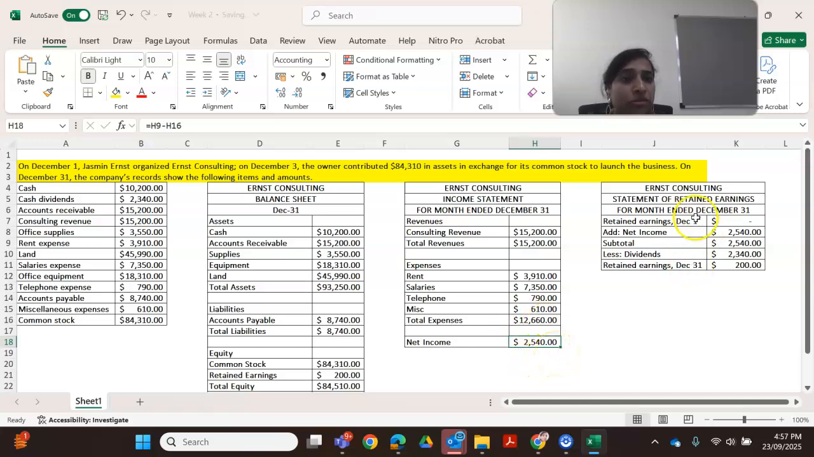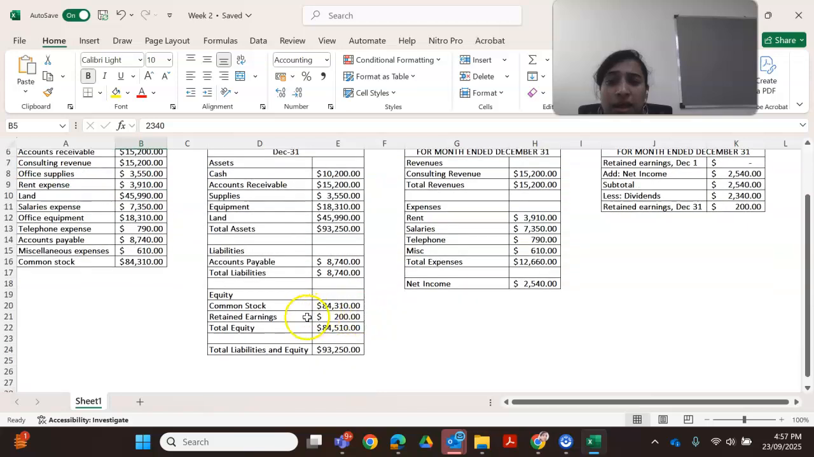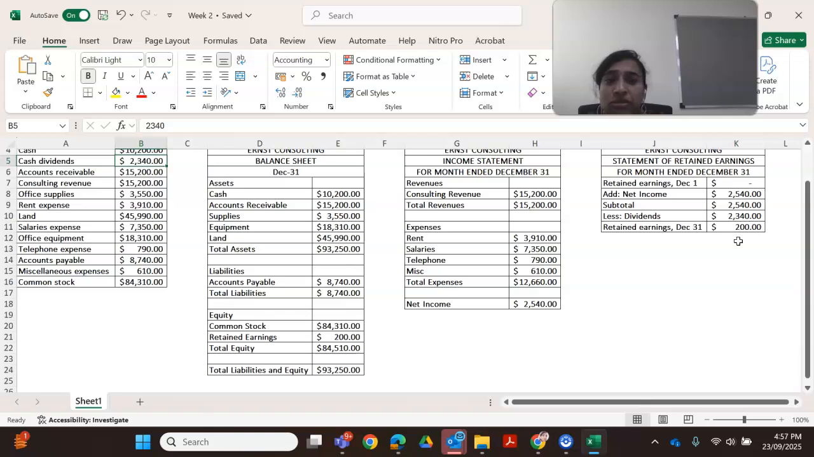I got it. So I also made the retained earnings. Retained earnings at the beginning of the month is zero, and I added the net income, which is $2,540, and subtracted the dividends. The dividend is already given. Cash dividend is 2,340 in the question itself. When I subtracted the dividends from the net income, I got retained earnings of 200. So now the equity: common stock, which is given in the question, $84,310, and I added retained earnings, which I have got just now when I made the statement of retained earnings, which is $200.